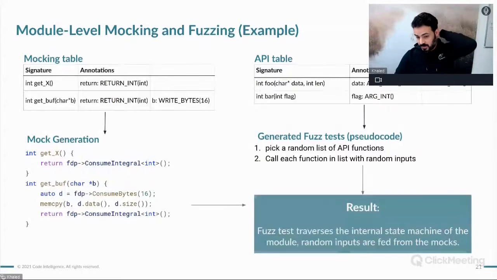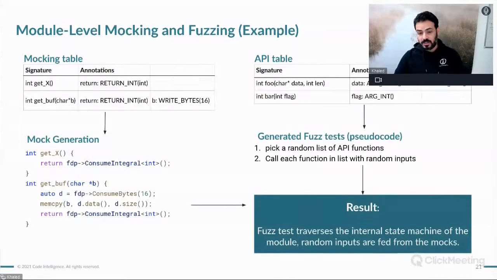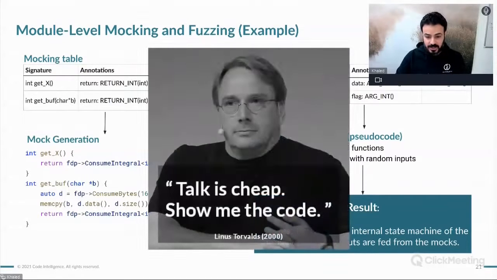And the result, of course, is that we have a fuzz test that can test the module in various situations, and it can call functions in different orders in order to simulate all the possible circumstances, and all the hardware dependencies are mocked and replaced by fuzzy generated inputs. And as a wise man once said, talk is cheap, show me the code. So let's have a look at how this actually looks in action.